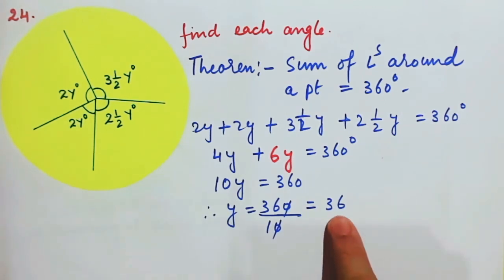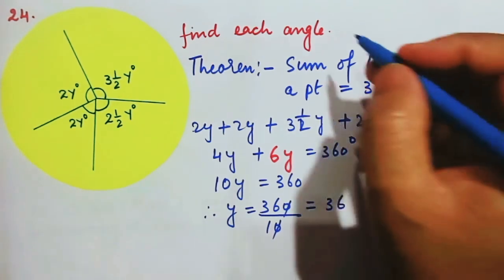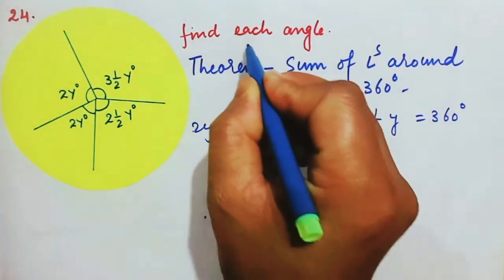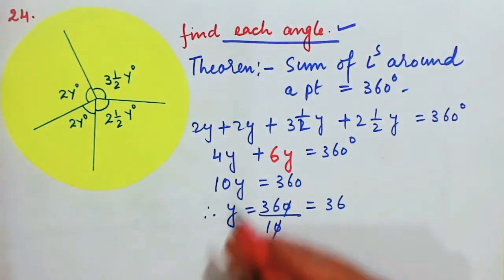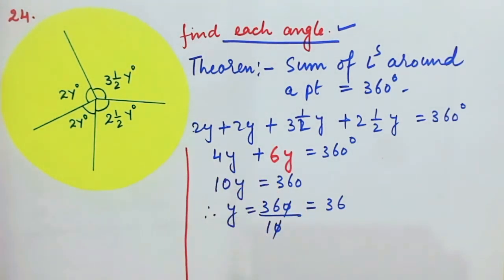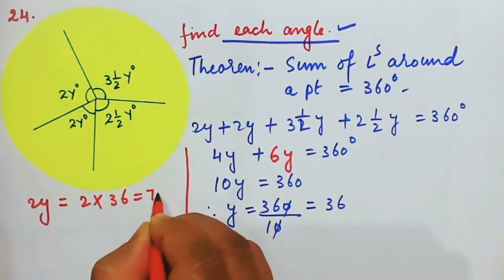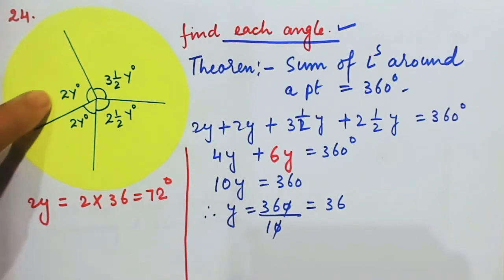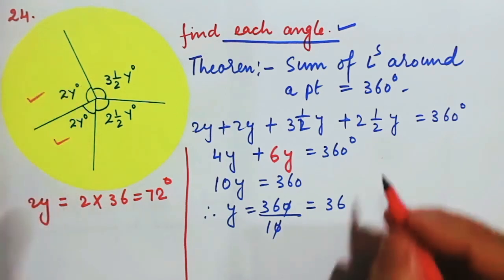Now, should I write this y in degrees? I will not write y in degrees because y is not in the form of an angle. Now they are asking you not the value of y, but they are asking you to find each angle. Therefore you need to mention each angle. 2y will be equal to 2 times 36 is equal to 72 degrees. So I got this value as 72 degrees and here also 72 degrees. Clear?